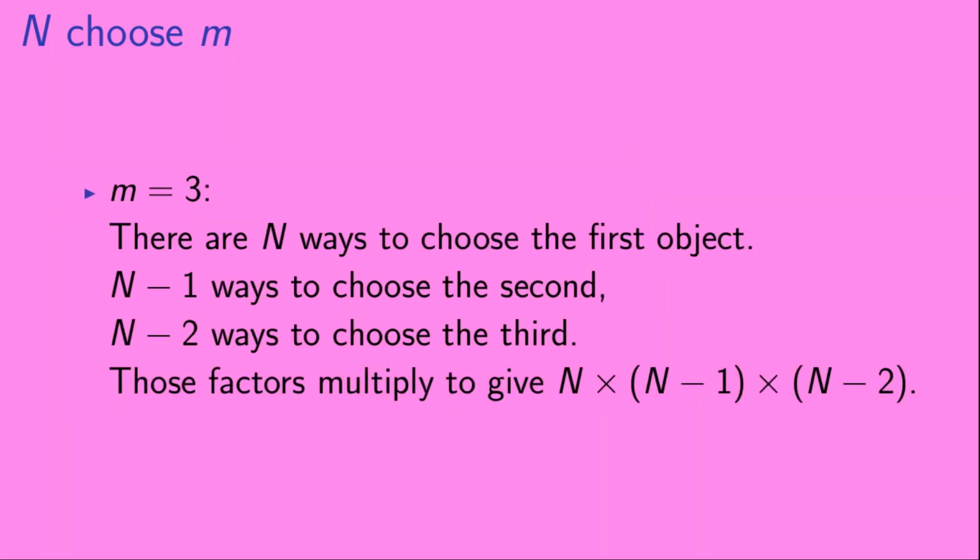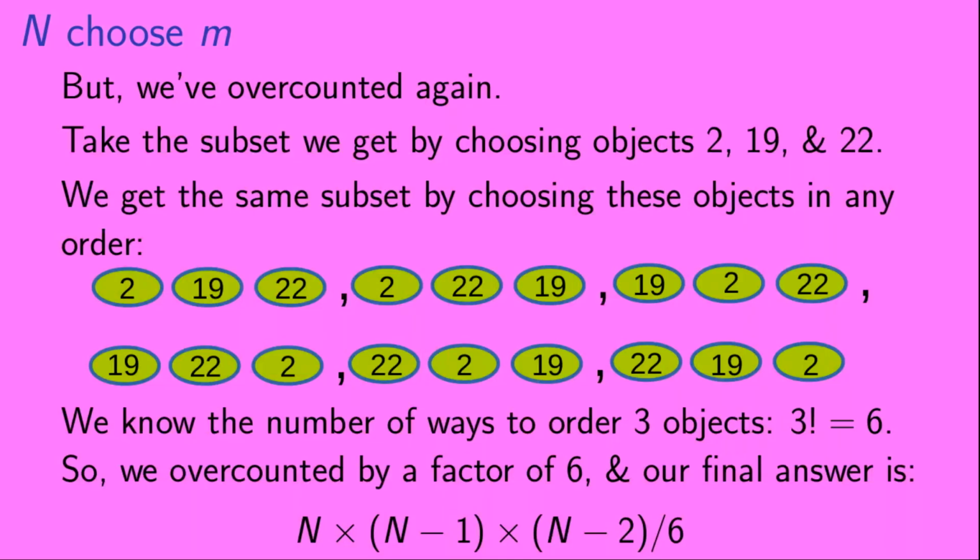Okay, now let's look at m equals 3. So there are n ways to choose the first object. There are n-1 ways to choose the second object. There are n-2 ways to choose the third object. So those factors multiply to give n times n-1 times n-2. But like last time, we've overcounted.